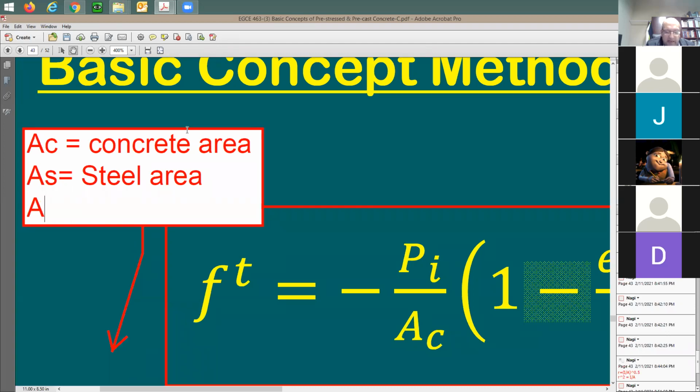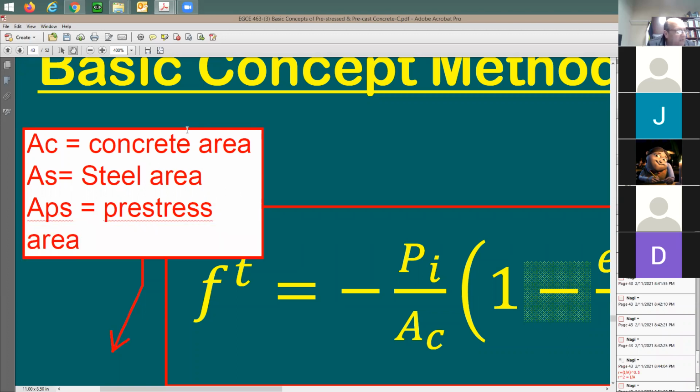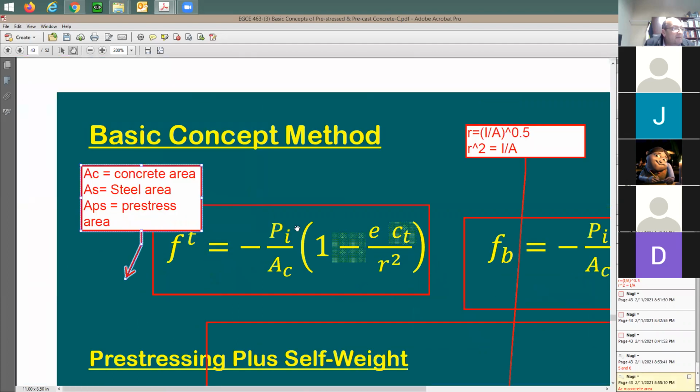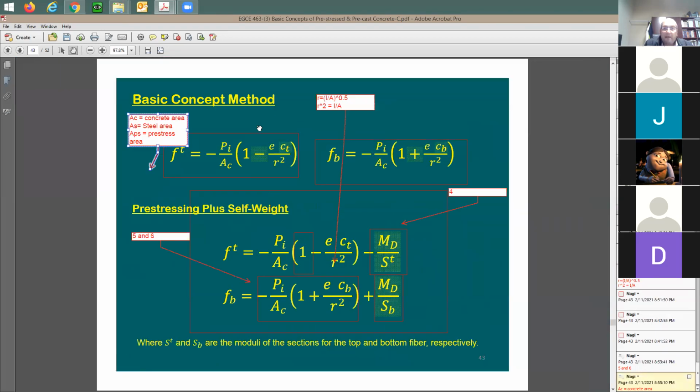How about A sub PS? Sometimes they call it A sub PS. What is A sub PS? Pre-stress area, like pre-stress reinforcing area. Okay, so try to relate to this, please. P sub I is going to be instantaneous pre-stress. C sub T is going to be the distance to the top from the centroid. R is going to be the radius of gyration. I guess you guys know this now.